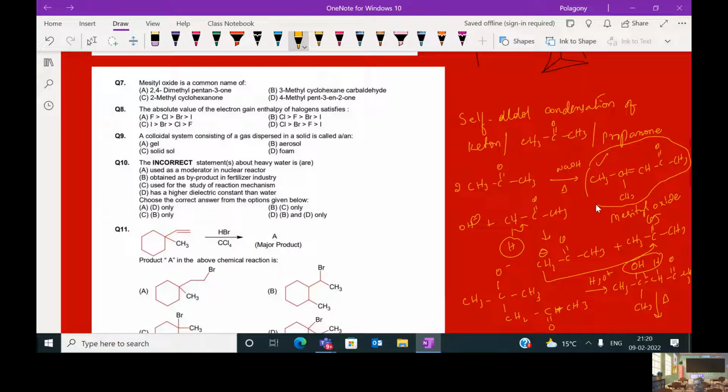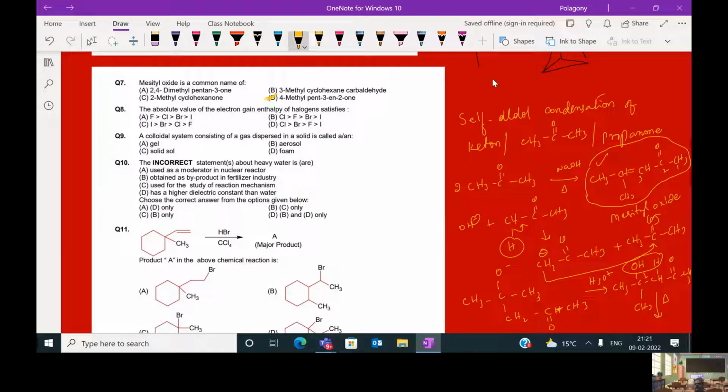So what is the IUPAC name of this compound? 1, 2, 3, 4, 5. So pent-3-en-2-one, with 4-methyl. 4-methylpent-3-en-2-one. So here option D is the correct one.